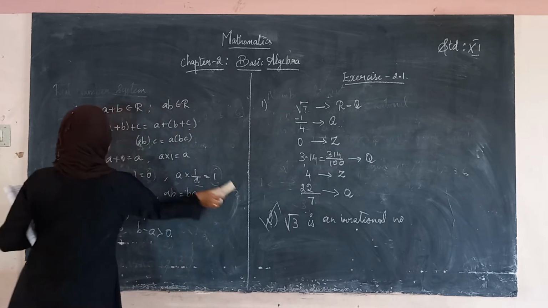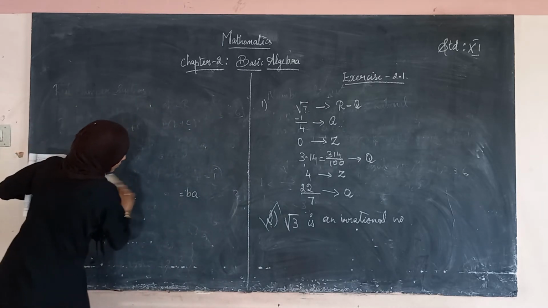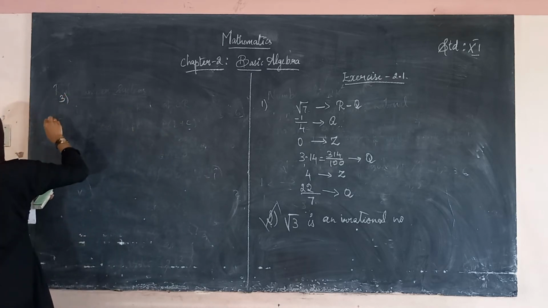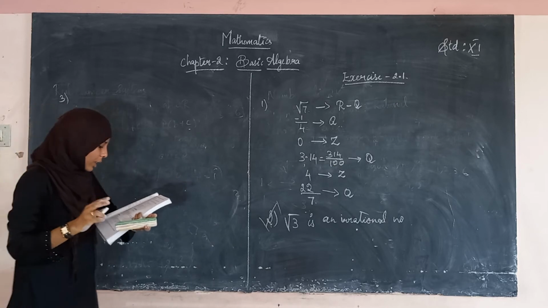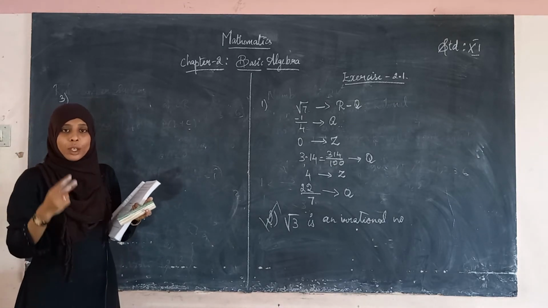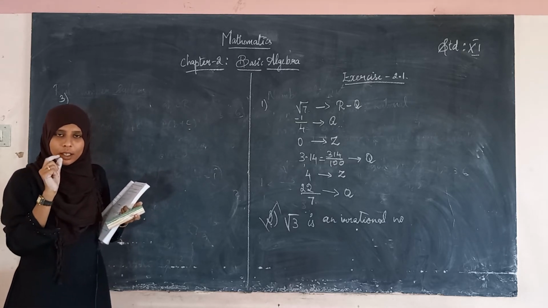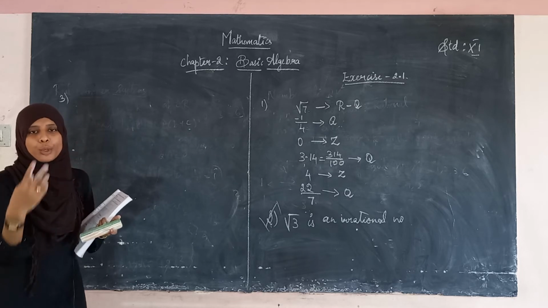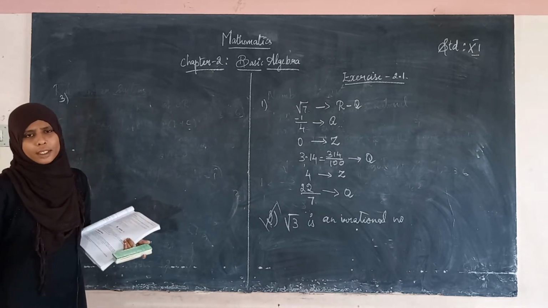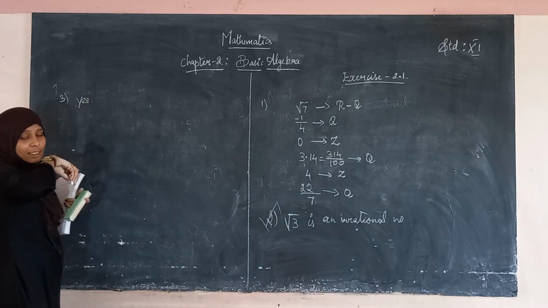And next sum. Third sum, okay. What's the third sum? Are there two distinct irrational numbers such that their difference is a rational number? So, we have to find two distinct, meaning two different, irrational numbers where, when we find the difference of those two irrational numbers, we should arrive at a rational number. Is this possible? Yes, the given thing is possible and they have asked us to justify.